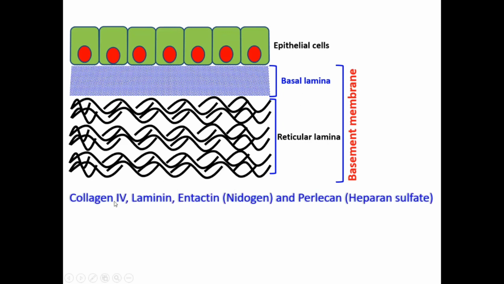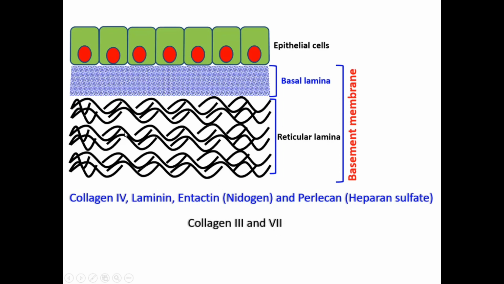Let's see the components of these two parts. The components of the basal lamina are collagen type 4, laminin, entactin, another name for entactin is nidogen, and perlecan, or heparan sulfate. These components, I said, are produced by the epithelial cell. Laminin and entactin are glycoproteins, and perlecan is a proteoglycan. I will explain it in detail in the connective tissue chapters.